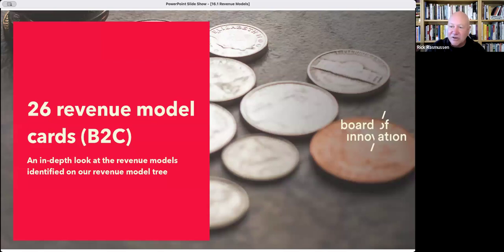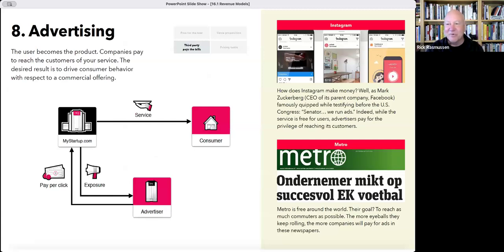So then you look at the second part of this and you go, oh, I have a catalog of 26 different revenue models that I could use. In this one, let's go to number 8, which is advertising. And here we go. A bunch of things happen. First off, you see here that it's free for the user and a third party pays the bills. Okay, so here we have a service that you're providing to a consumer. It's free. And for that, you give exposure to an advertiser who pays you per click. So there you go. That's the basics.